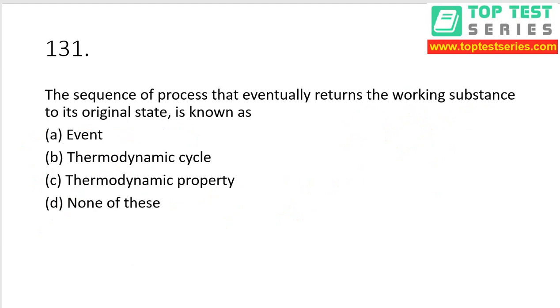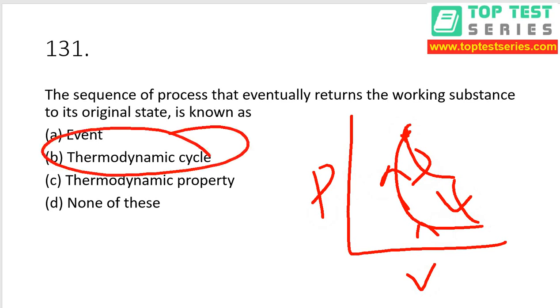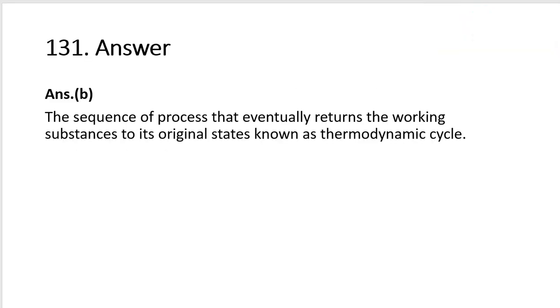Question number 131. The sequence of processes that eventually returns the working substance to its original state is known as, very important. Just look at the cycle on the PV diagram. Let me know, my dear, in the comment section which cycle I am drawing right now. In this cycle you will see it is returning to the point where it started. That's why I told you, my dear, this is a thermodynamic cycle. So option B is the correct answer for this question. Let's see the answer also. Yes, option B is the correct answer for this question.